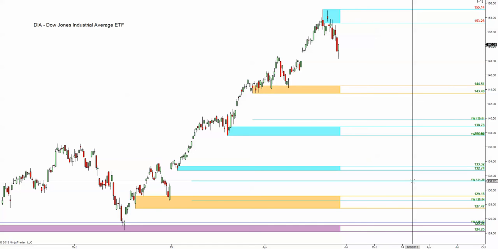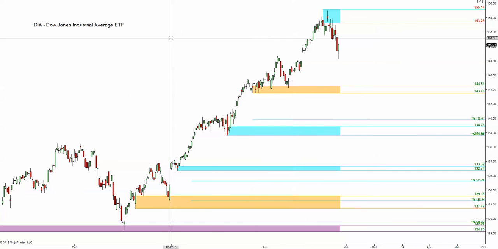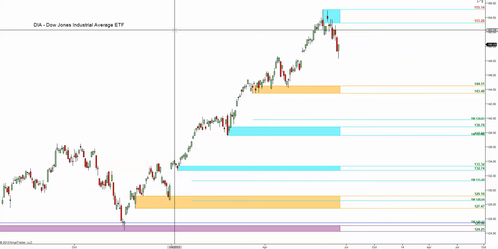I'd like to take a couple of minutes just to go over the two indexes that we use to help track the overall broader market. One being DIA, again I've put it here on the chart, DIA for the Dow Jones Industrial Average ETF, and SPY, that's for the Standard & Poor's, and I'll bring that chart up second.